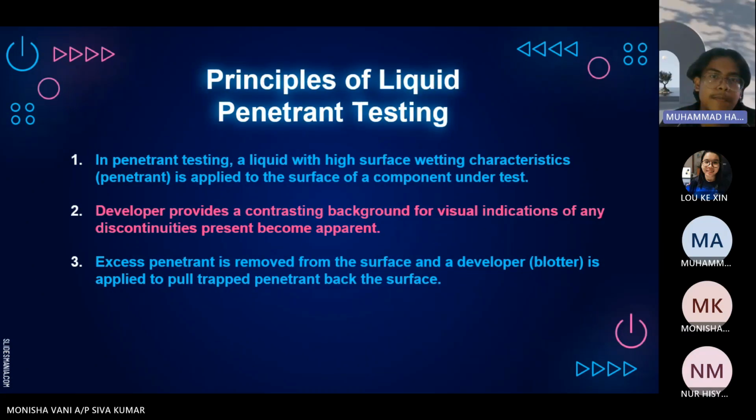As for the next part, which is the principle of liquid penetrant testing, there are 3 steps. The first one is penetrant application: a liquid with high surface wetting characteristic, which is the penetrant, is applied to the surface of the component under test. The second one is a developer providing a contrasting background for visual indicators of any discontinuities present to become apparent. And the third one is the excess penetrant is removed from the surface and a developer, which is the blotter, is applied to pull the trapped penetrant back onto the surface.